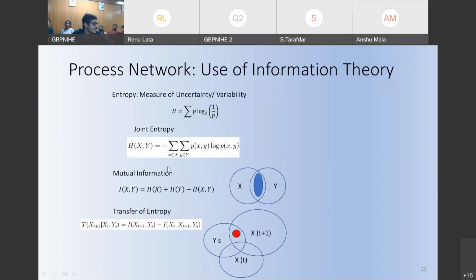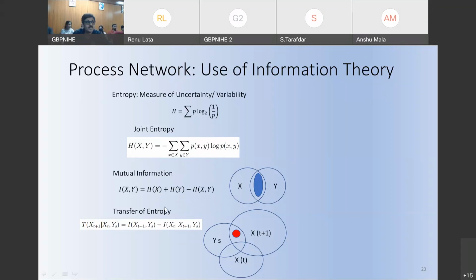Now, if you are considering the joint entropy, let's say there are two variables x and y, the joint entropy will be given by this. And mutual information means the information content shared by two variables x and y, their intersection, which again follows the same kind of probability theory: H(X) plus H(Y) minus H(X,Y). So this will be your mutual information.